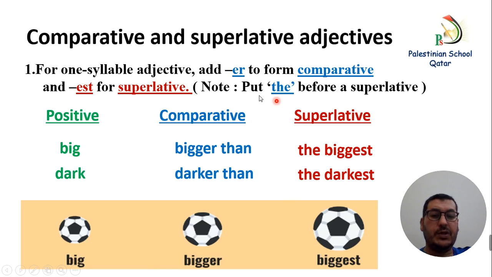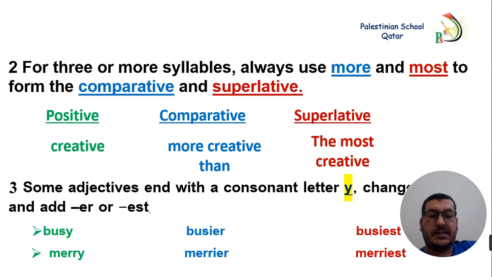Be careful when we use the comparative. We use a comparative to compare between two people or two things. And be careful, when we use bigger, the comparative, we have to put than. So we cannot say bigger, we have to say bigger than. And also with the superlative, be careful to use the. We cannot say biggest, we have to say the biggest.